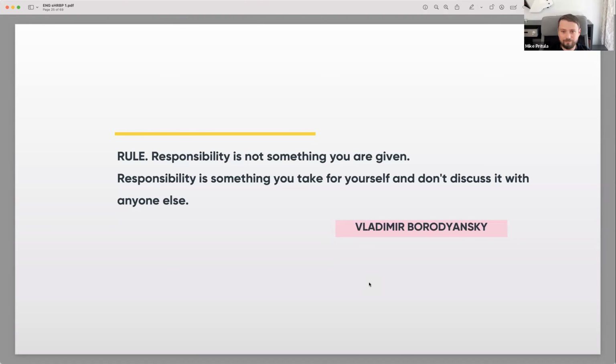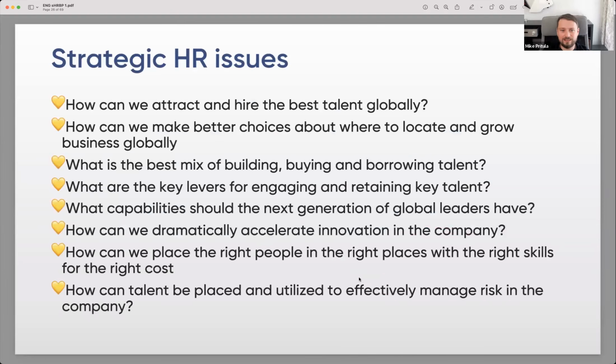When I was becoming this kind of person, to be and to act as a business partner, I was asking my manager if I may have more responsibility, because I was feeling that if I have more responsibility, I can do more for the company. So I asked my manager, Vladimir Vladimirovich, could I have more responsibility at work? And he actually answered this. Again, responsibility is not something you are given. You don't need to ask for responsibility. Responsibility is something you take for yourself and don't discuss it with anyone else.